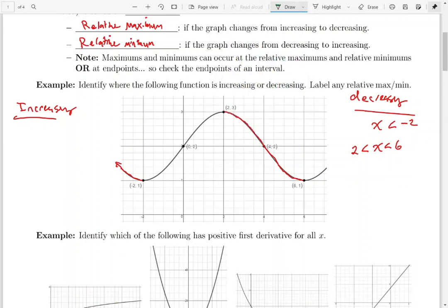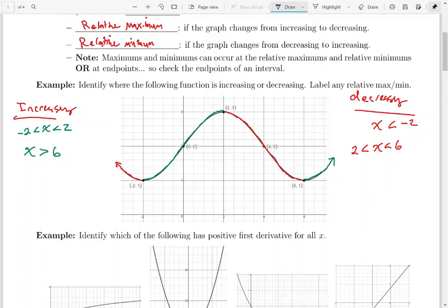Similarly, we could see where this function is increasing. As it rises from left to right, notice that that section is increasing, and so is this section. I'm assuming that this goes on forever because that's all they've given to us, and therefore if I wanted to write the inequalities for the increasing parts, I would write them in terms of x, and that would be from -2 up to 2, and then from 6 and to the right, so anytime x is greater than 6. And so those are the intervals or the inequalities.